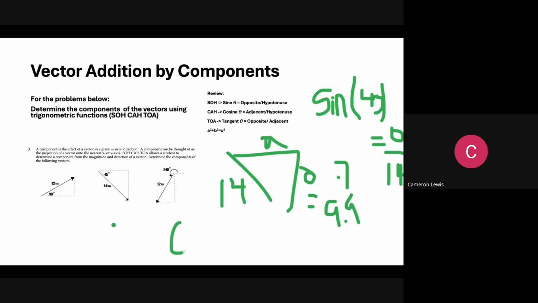Now do the same thing. Do cosine of 45 in your calculator. This will be the last thing. How much do you get? 0.7. Good. So now if I do 0.7 times 14, I should get what number? 9.9. Are these sides the same? Yep. All right. Real quick.